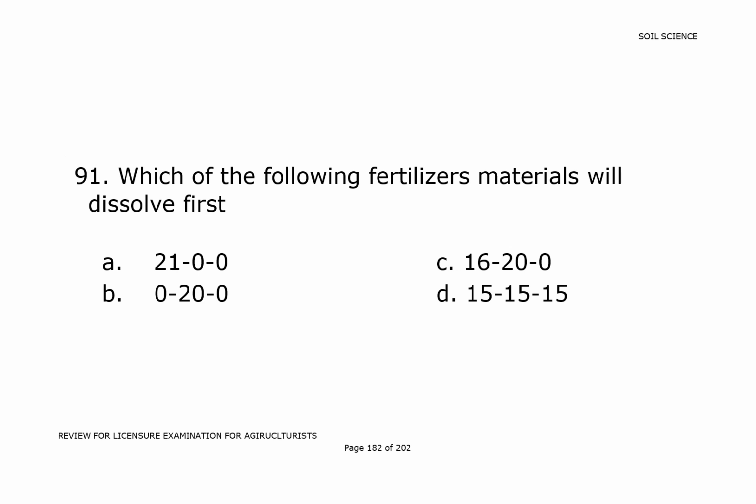Number 91. Which of the following fertilizer materials will dissolve first? A. 21-0-0, B. 0-20-0, C. 16-20-0, D. 15-15-15. The answer is 21-0-0.